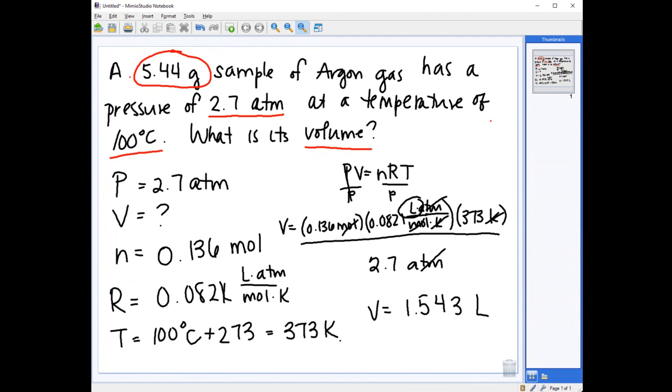Those of you who are working the problem along with me, is my math correct there? Okay, good deal. All right, so let's look at that answer. Let's look at our problem. What would be our answer in significant figures?